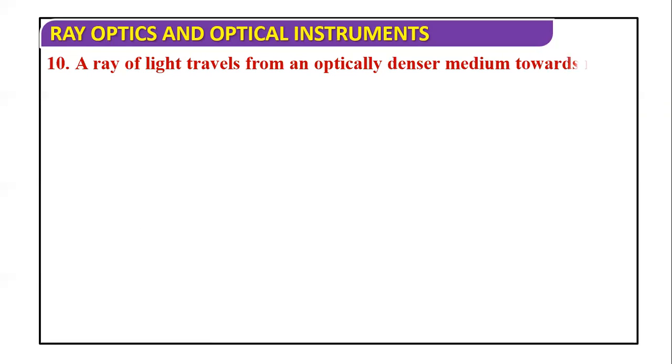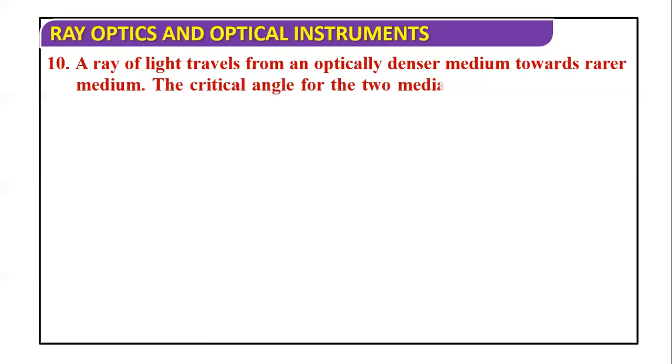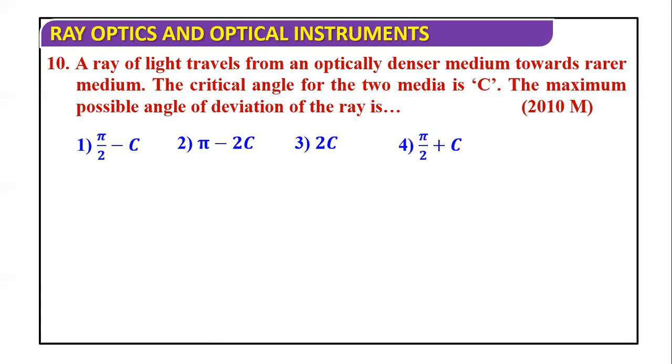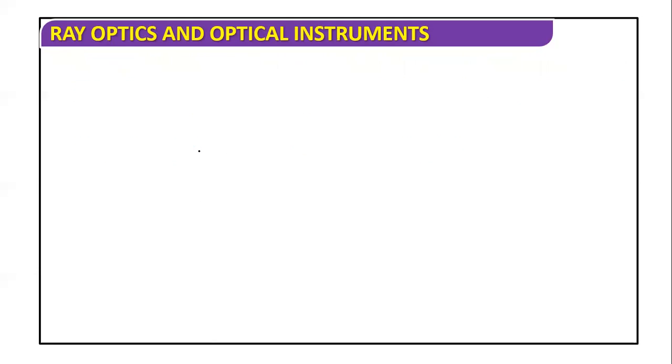Next question. A ray of light travels from an optically denser medium towards rarer medium. The critical angle for the two media is C. The maximum possible angle of deviation of the ray is. This is the conceptual question. The maximum possible angle of deviation is pi minus 2c. So second option is correct.